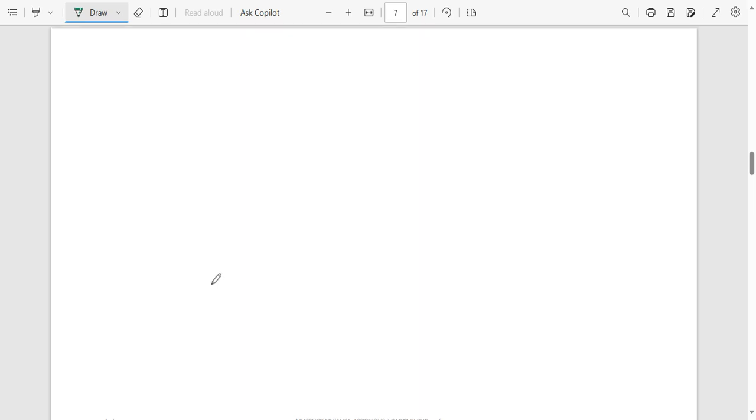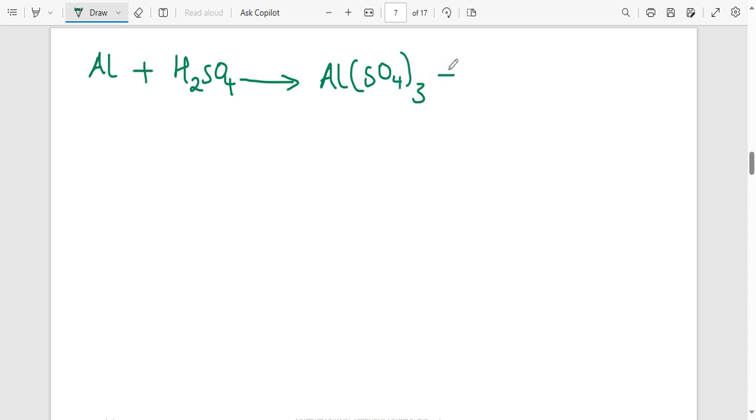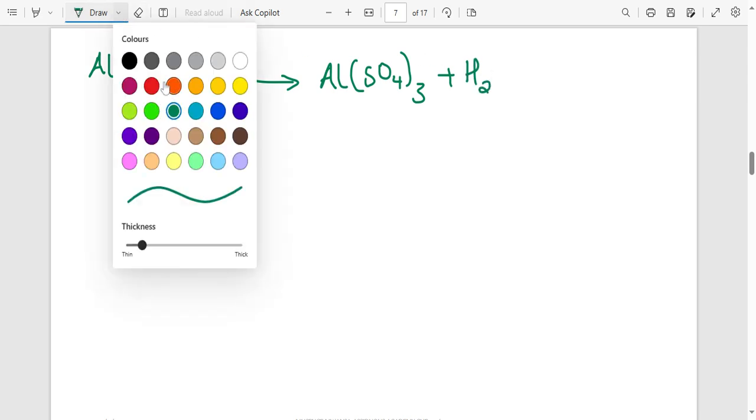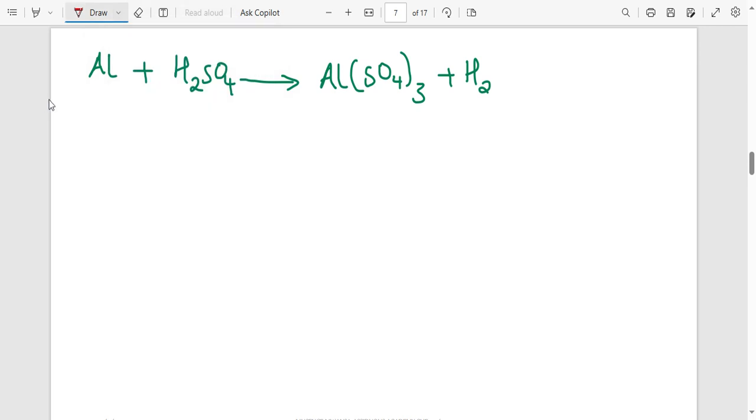Let me just give one more example. Say we are using aluminium and then it reacts with sulfuric acid. And then this produces, let's say, aluminium sulfate and hydrogen. We want to balance by oxidation number method.